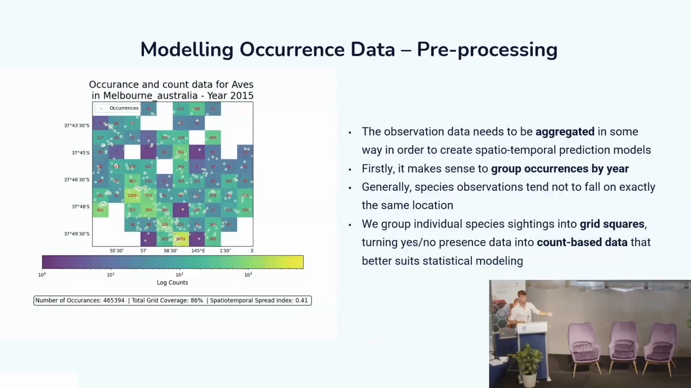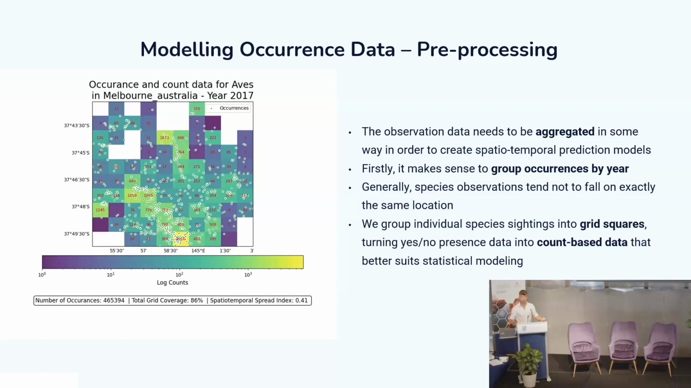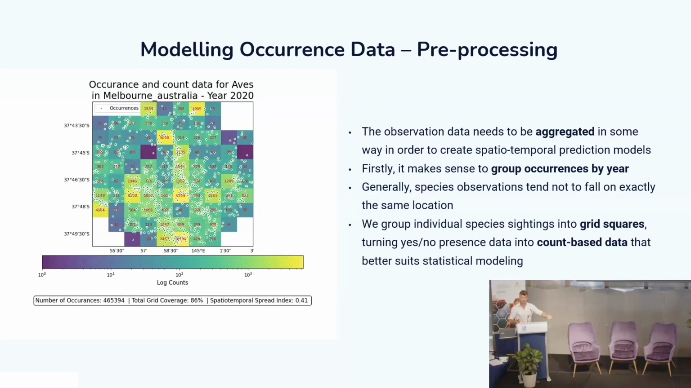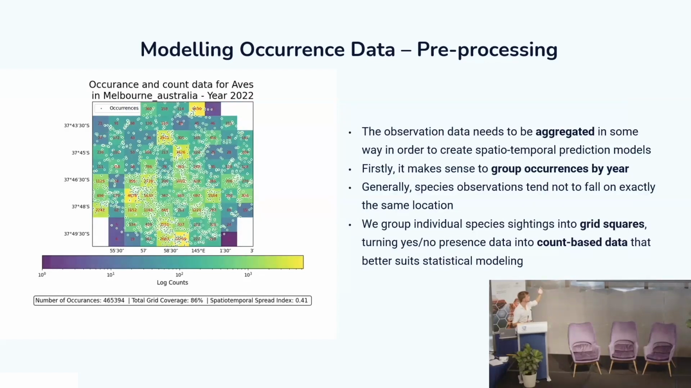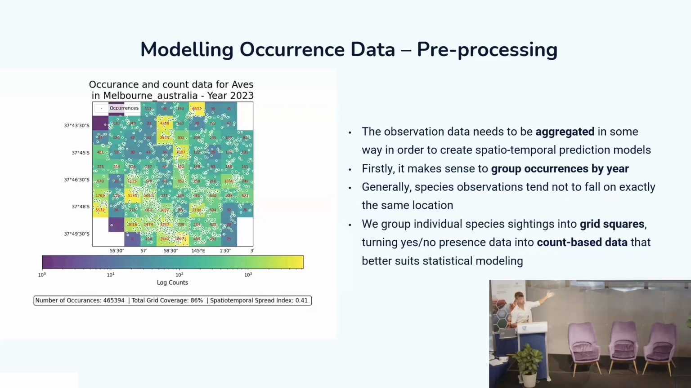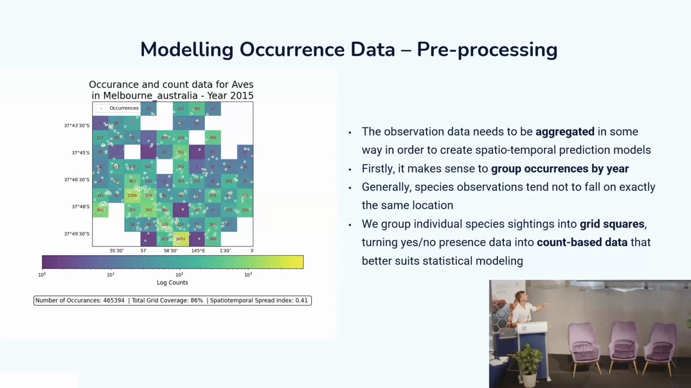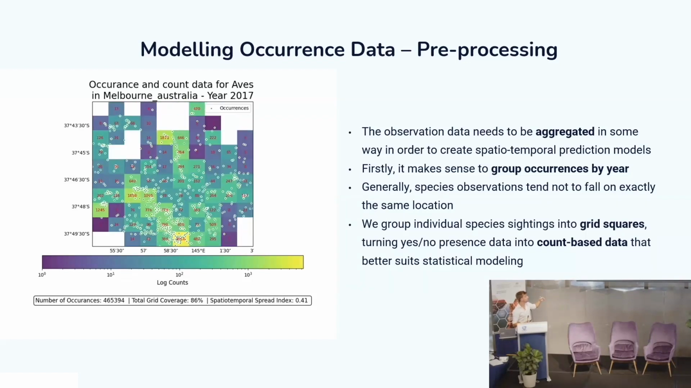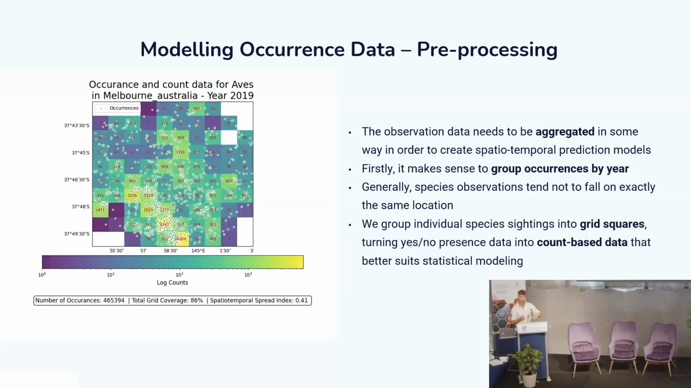So then that occurrence data needs to be aggregated into something that can be modeled. So firstly, I'm aggregating that data. I'm querying the data based on a specific species type or collection of species. So for example, here we have birds in Melbourne. Aves is the Latin name. And then we're aggregating based on year. And then I'm splitting the domain up into a 10 by 10 grid.